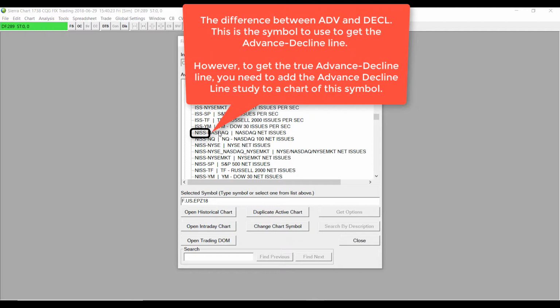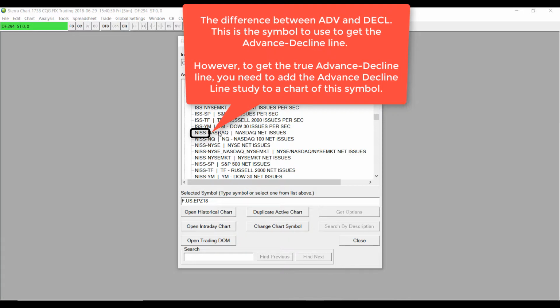However, to get the true advanced decline line, you need to add the advanced decline line study to this chart. Now, I've had many traders call in looking for the AD line, and I personally helped them find it. Once we added this NISS symbol to one of their charts, that was perfect enough for them. I haven't personally tested out adding a study to this myself, but according to Sierra Chart's website, to get the true AD line, simply open up the NISS symbol on a chart and then apply the advanced decline line to that chart.